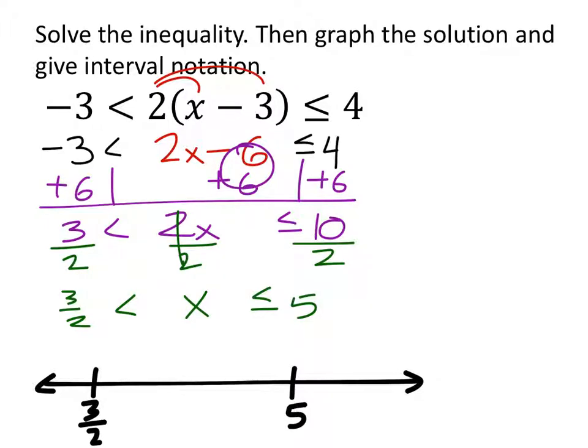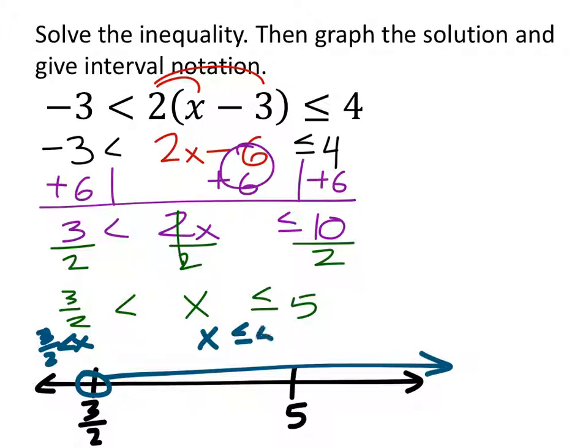But this actually splits this up into two separate inequalities. So I could compare this as 3 halves is less than x, that would be 1, which means that at 3 halves, I'd have an open circle. It's eating the x, so it goes to the right. And on the other hand, I've got x is less than or equal to 5.